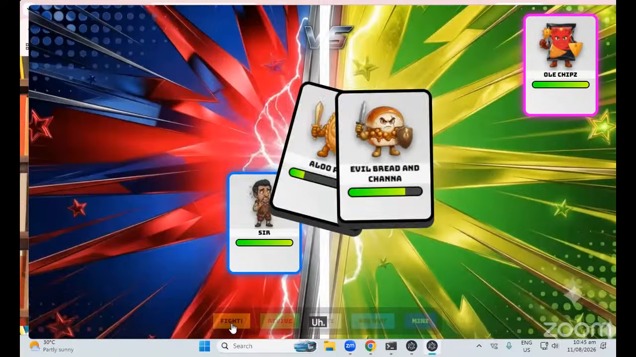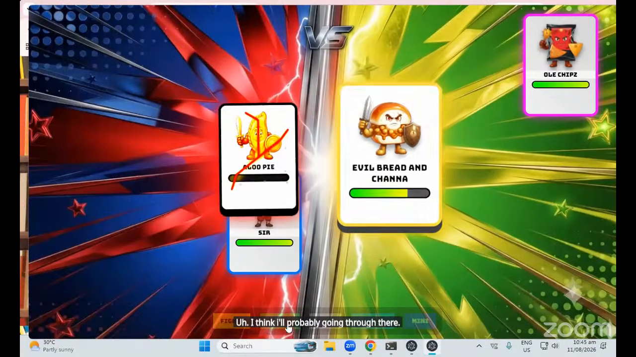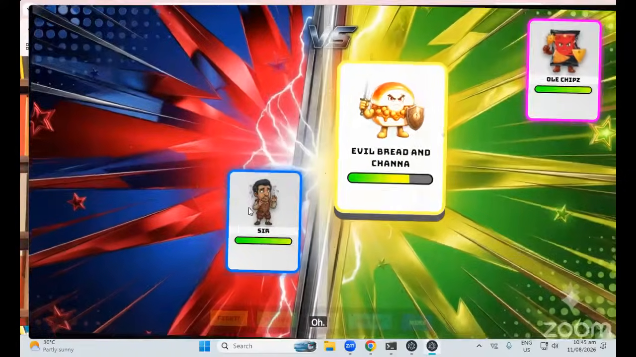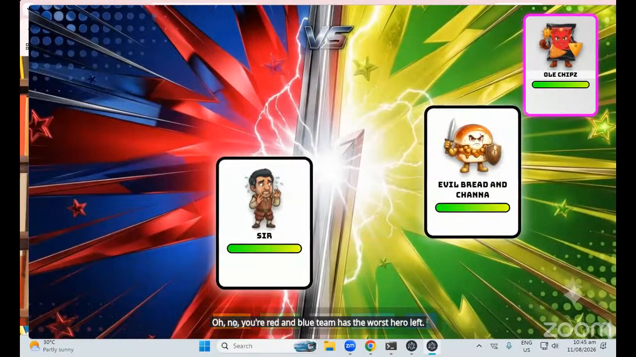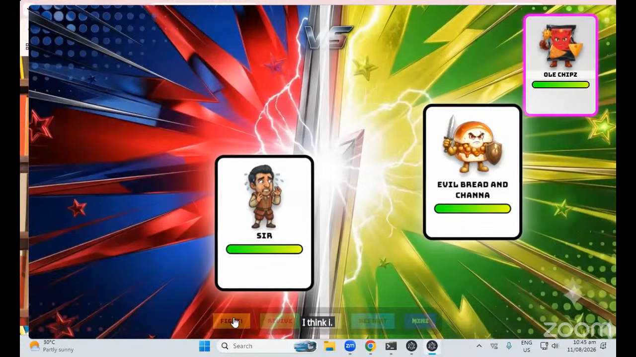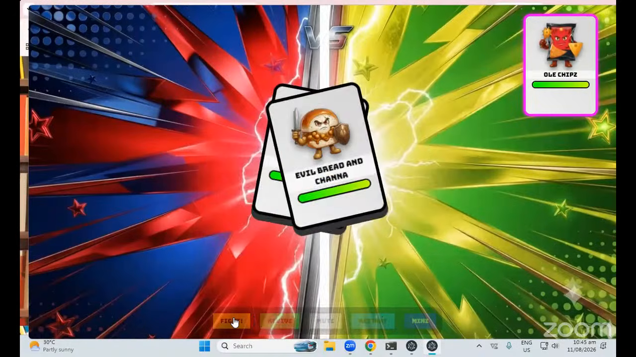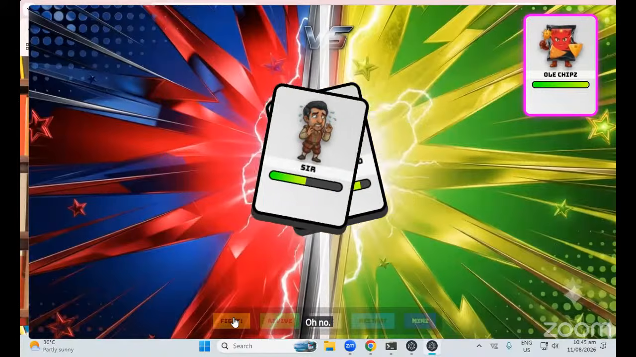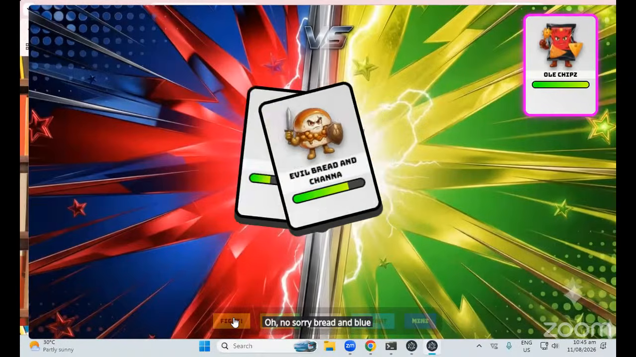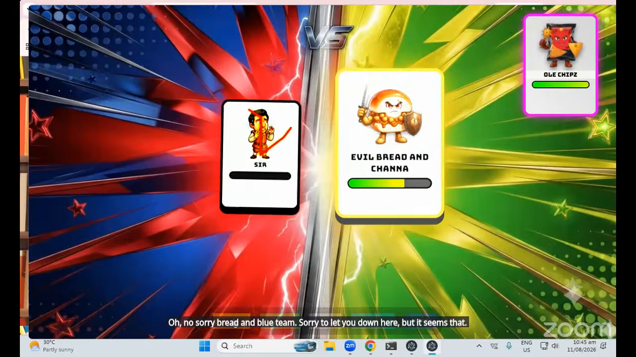I think Alupai is going through there. Oh no, the red and blue team has the worst hero left, me. I think I'm going to end Elixir, so. Oh no, sorry, red and blue team. Sorry to let you down here, but it seems that I'm not a good fighter, just like in real life.